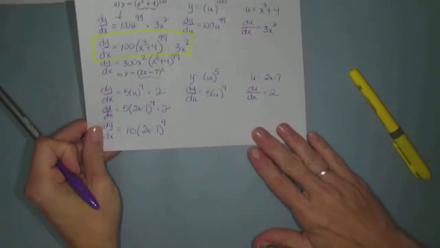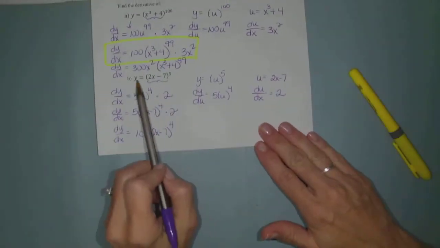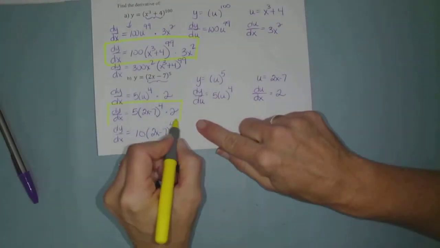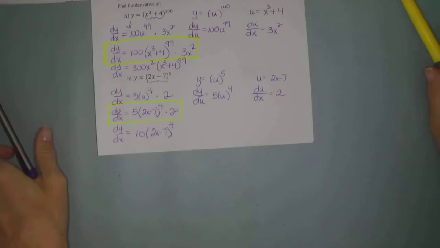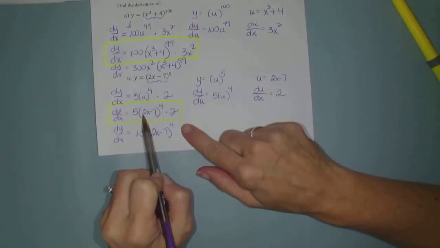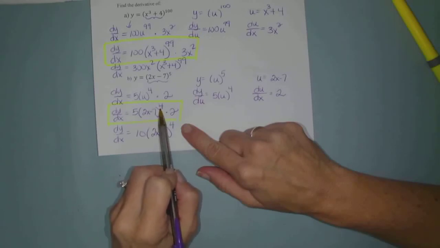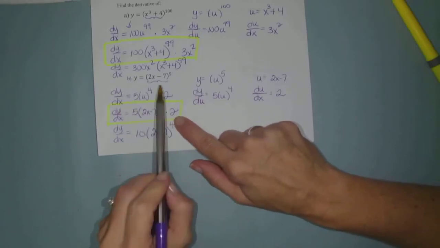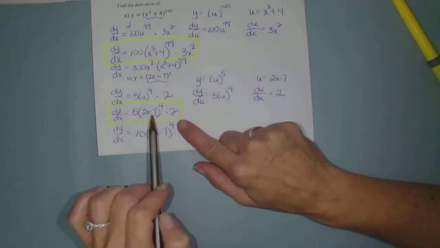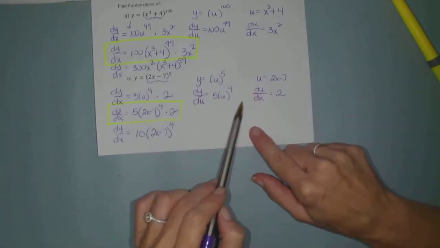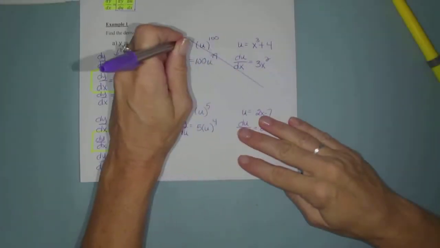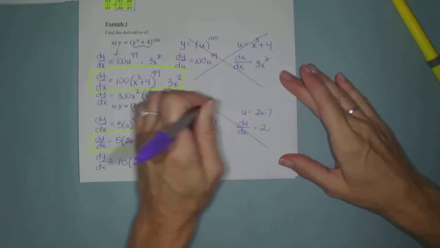Okay, look at the second one we did. Here's the original problem. Look at this line right here. So we brought the 5 down to the front, right there, rewrote the quantity, reduced the exponent by 1, multiplied on the back by the derivative of the inside. This is sort of a shortcut to doing this part. So by using this new power rule for functions, you eliminate having to go through this.